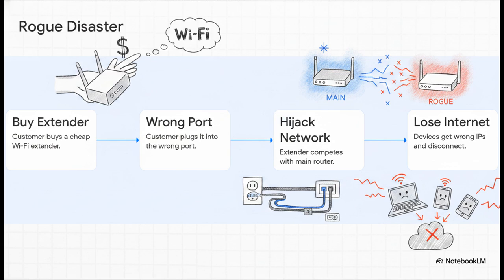Step 3. Disaster strikes. That cheap extender comes right out of the box with its own DHCP server already turned on. It suddenly starts hijacking the network, aggressively competing with the company's main legitimate server. And Step 4. Complete and utter chaos. Half the network receives fake, conflicting IP addresses from the cheap extender and gets entirely cut off from the internet.